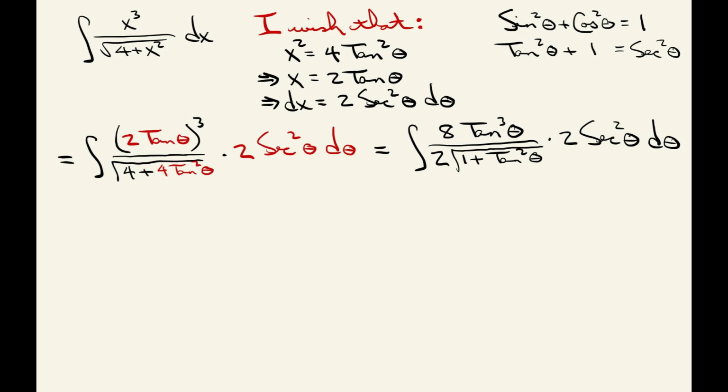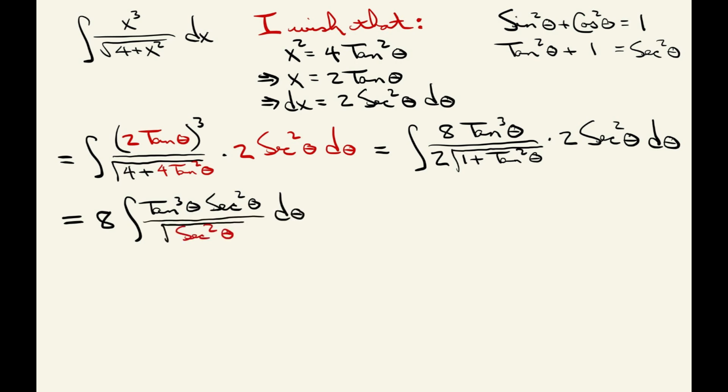From here, the 2's in the numerator and denominator go away together as a 1, and we can bring the factor of 8 outside the integral. This leaves us with a numerator of tan cubed theta secant squared theta. And the 1 plus tan squared theta in the denominator can be written as secant squared theta, which was the reason for choosing the substitution that we made in the first place.